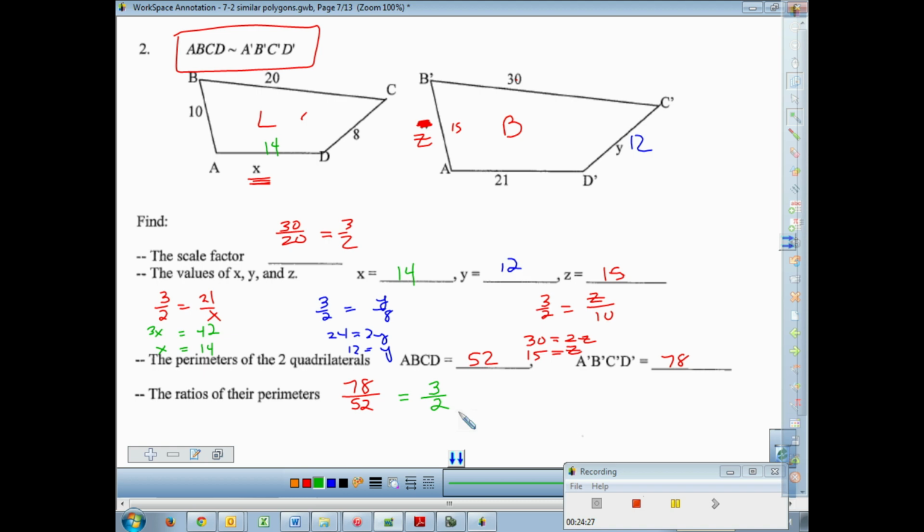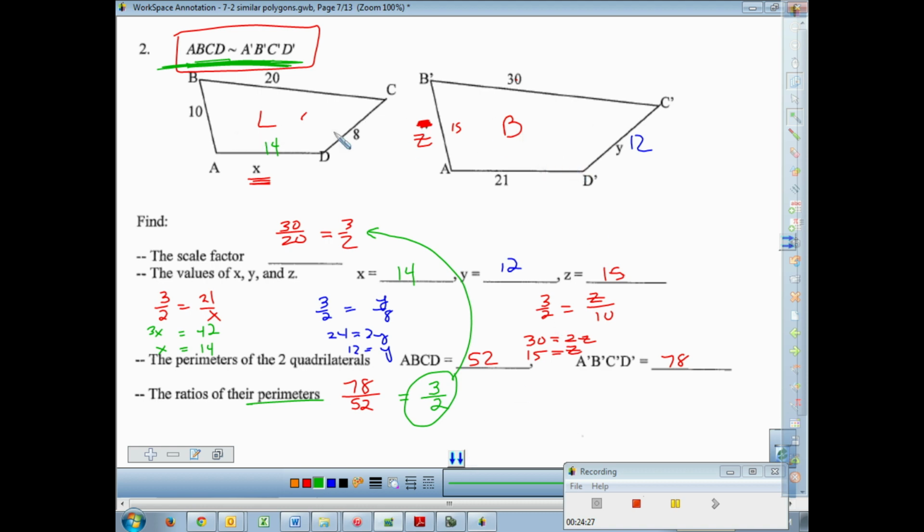3 over 2. What's so fabulous about 3 over 2? That was our scale factor. Now, let's see if you can hook it up for later. The ratio of the perimeters of similar polygons will be the same as the scale factor every single time. You don't need to find the perimeters to answer that question. I'd like to repeat that. You don't need to find the perimeters to find the ratio of their perimeters. If they're similar, which they are, the ratio of the perimeters will be the same as the scale factor.